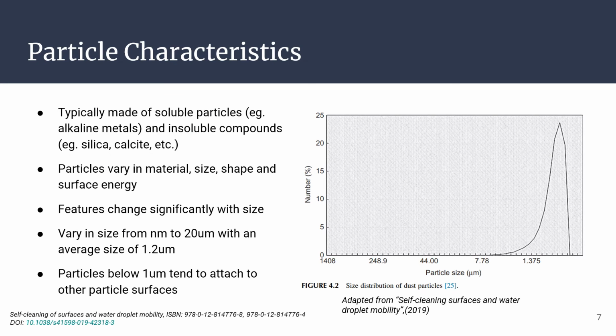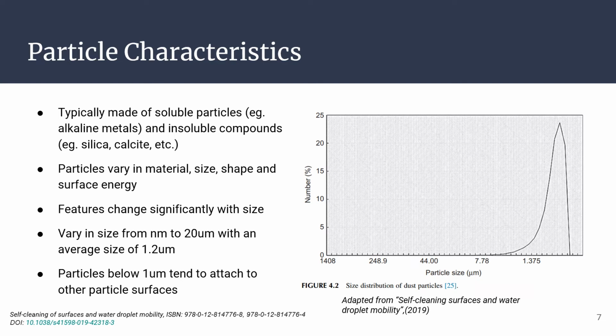Now that we've talked about surface properties and droplet mobility, let's move on to the very particle we want to remove. These particles can vary in size, shape, and surface energy, and are usually soluble particles like alkaline metals or insoluble compounds like silica or calcite. Their geometry may have round corners, sharp edges, or even be flake-like. These features tend to change significantly with the size of these particles. However, as the size decreases, they tend to become more spherical in shape.